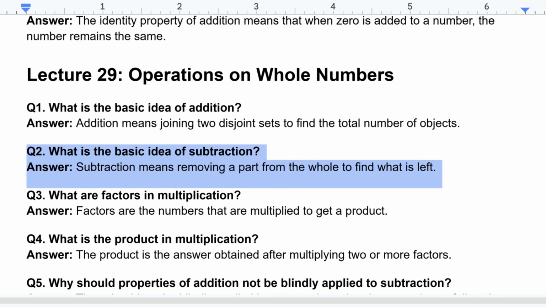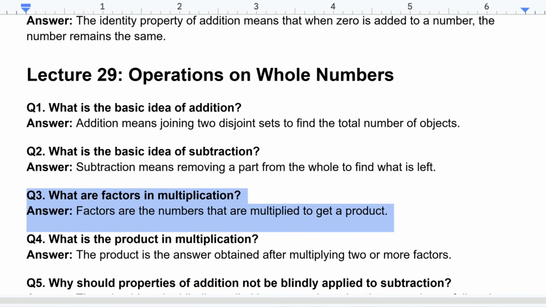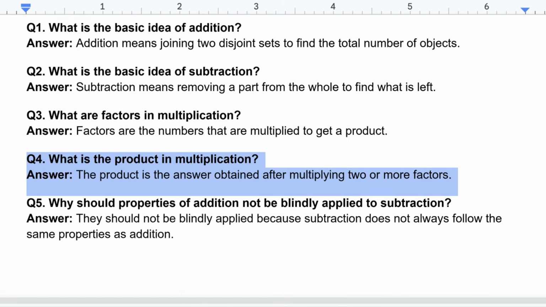What is the basic idea of subtraction? Subtraction means removing a part from the whole to find what is left. What are factors in multiplication? Factors are the numbers that are multiplied to get a product. What is the product in multiplication? The product is the answer obtained after multiplying two or more factors.